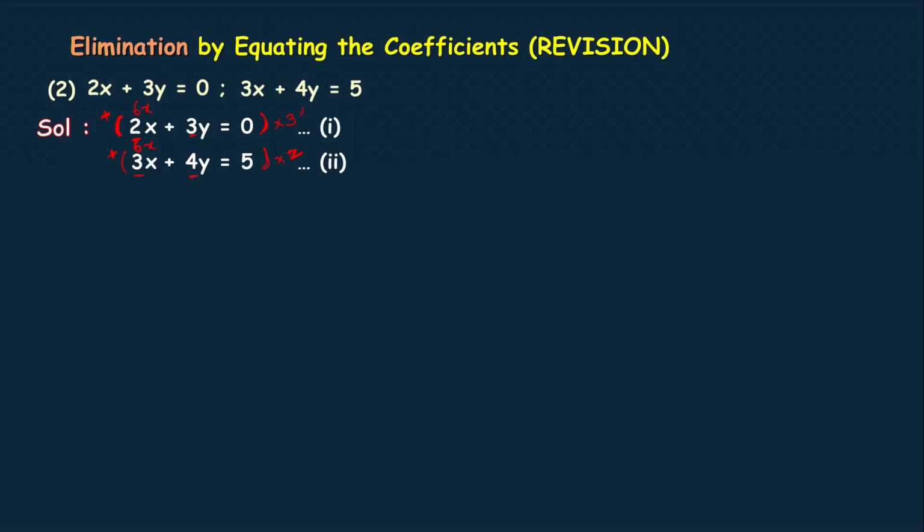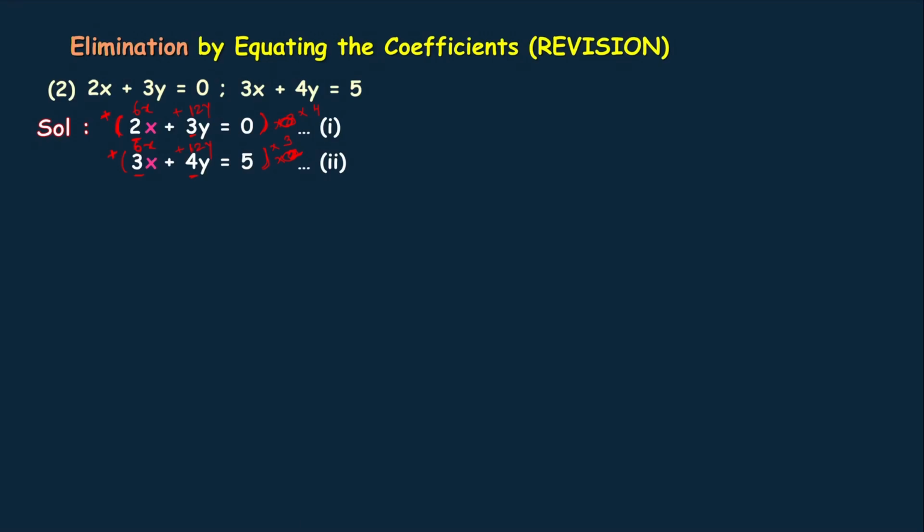So multiply this by 4. Multiply this by 4, so this becomes 4 into 3, 12y. And multiply this by 3, 3 into 4, this also becomes 12y. Now you made the coefficient of y the same. Subtract because both are having plus sign. So either you make x the same or you make y the same. Doesn't matter, you will reach the answer.